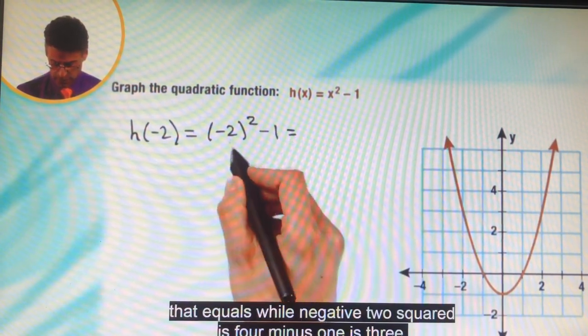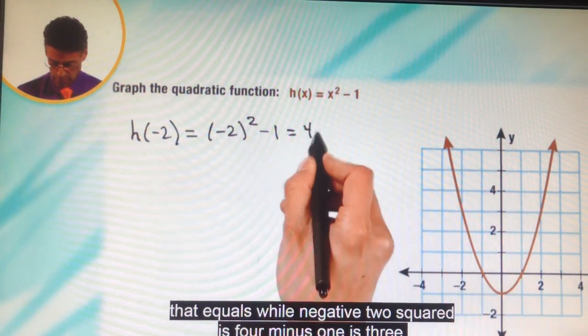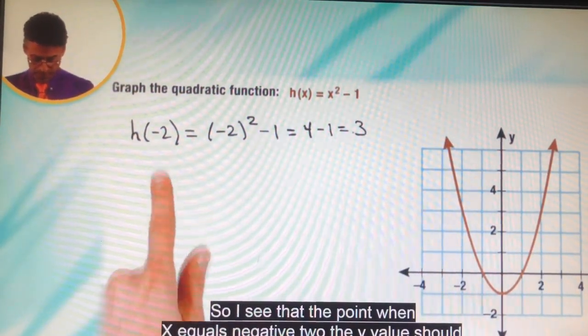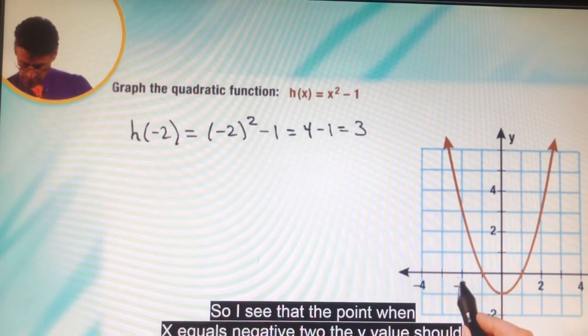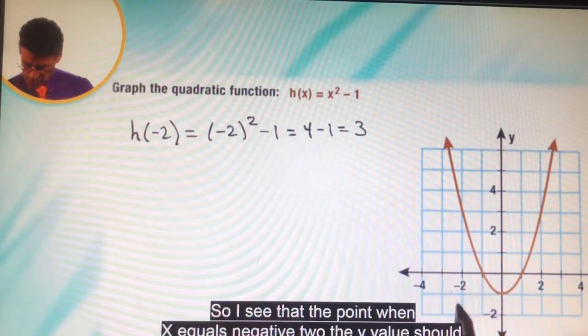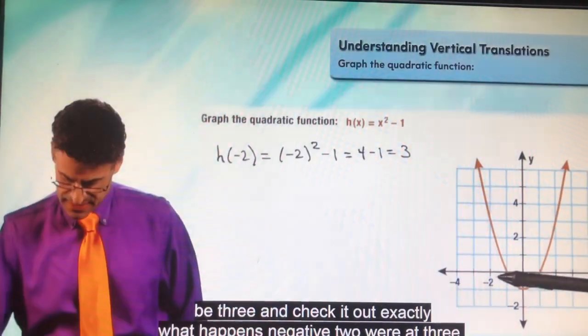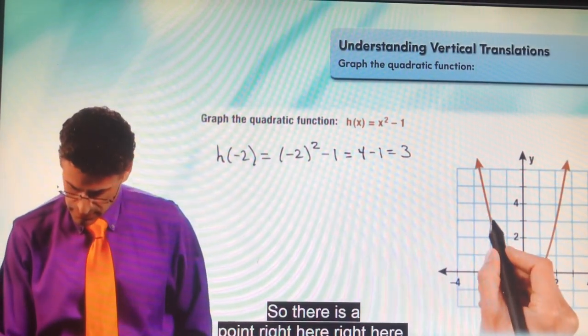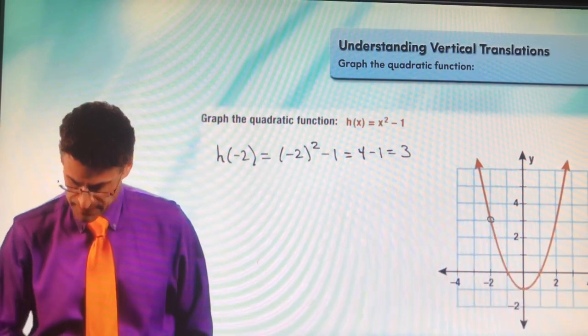And that equals, well, negative 2 squared is 4, minus 1 is 3. So I see that the point when x equals negative 2, the y value should be 3. And check it out. It's exactly what happens. At negative 2, we're at 3. So there's a point right here. Right here. And that's what we see.